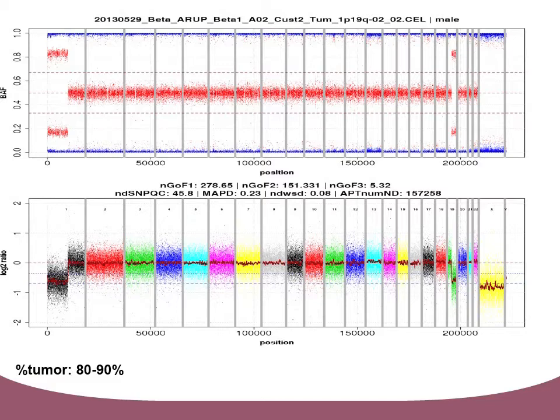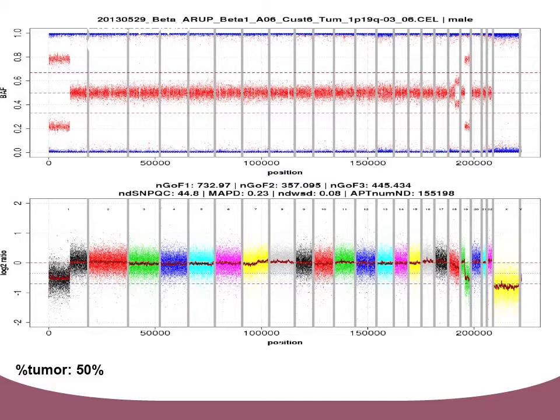All right, here's the 1p19q data plot. So this case is actually pretty calm. Here's your 1p loss, here's your 19q loss, confirmed also by the B allele frequency, and the rest of the genome is actually pretty copy number normal.